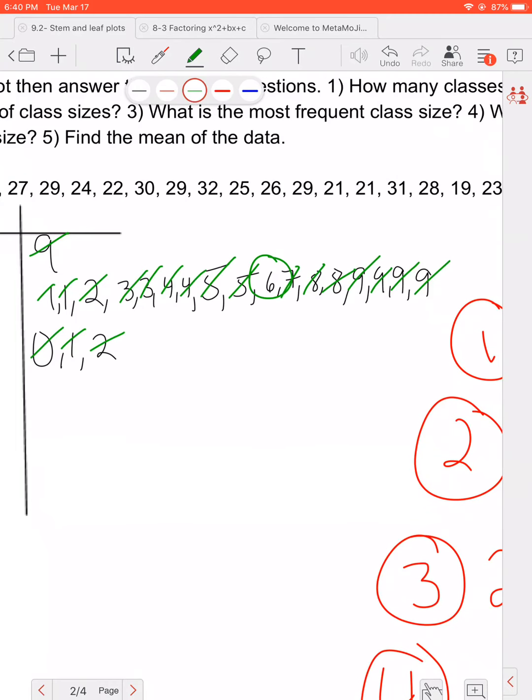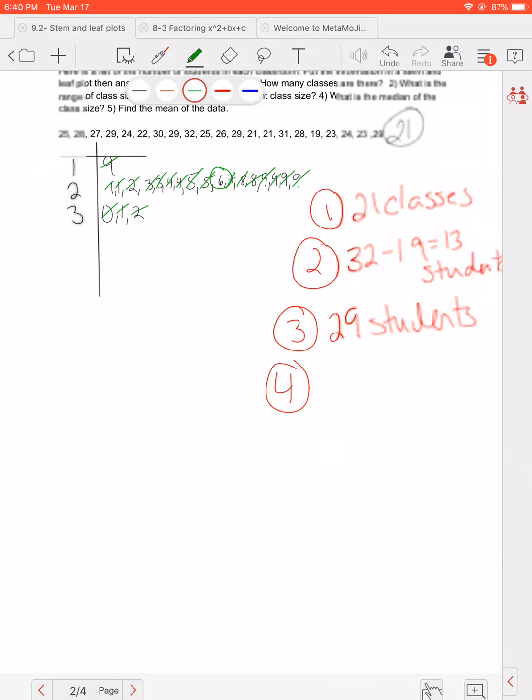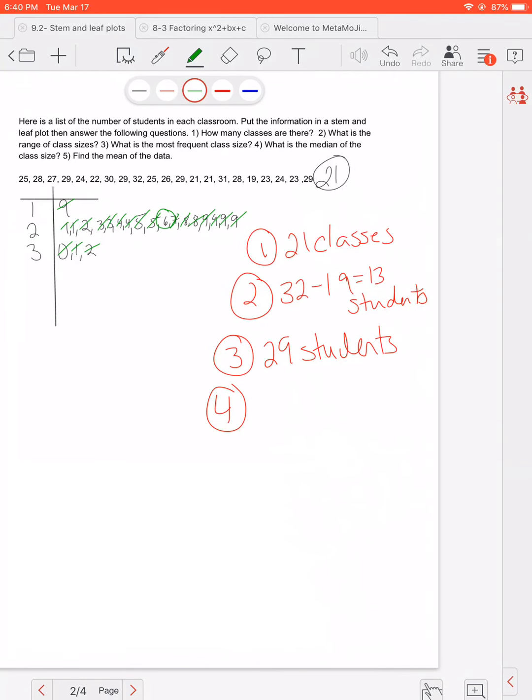Thankfully, it's a nice middle number. Now, this is where students can make an oops. They'll be like, oh, it's 6. But just like Miss Hawes made the oops earlier, it's actually 26. So the median class size is 26 students.